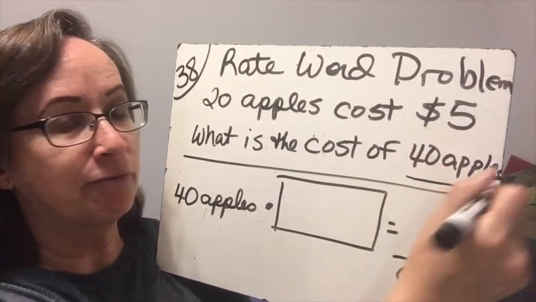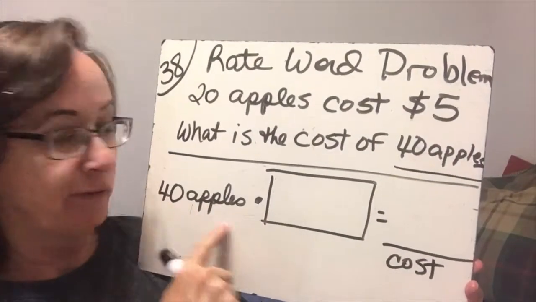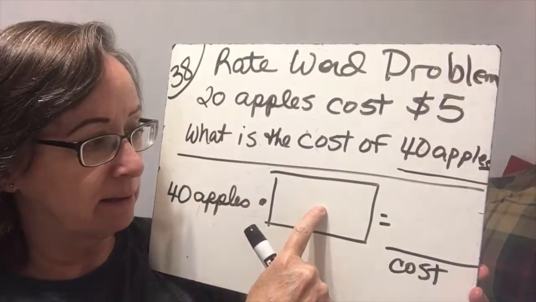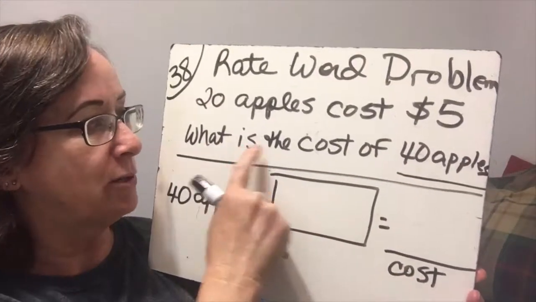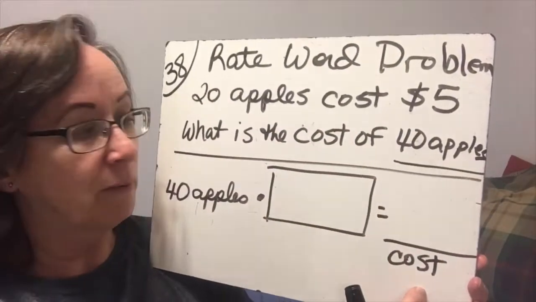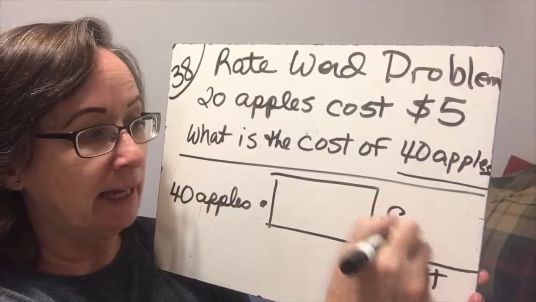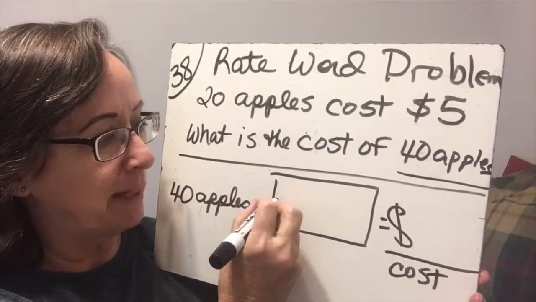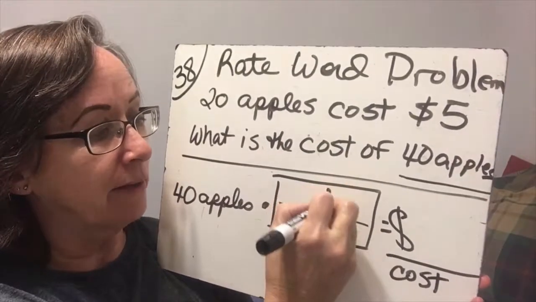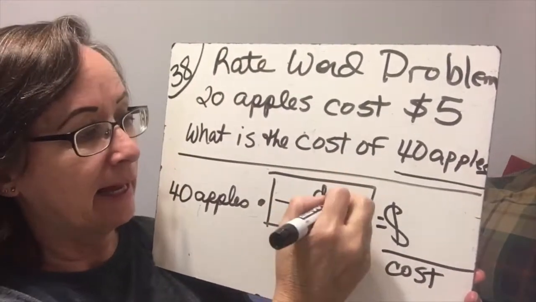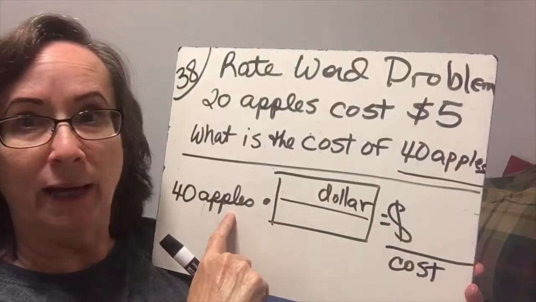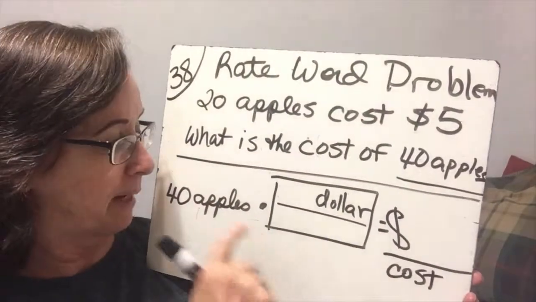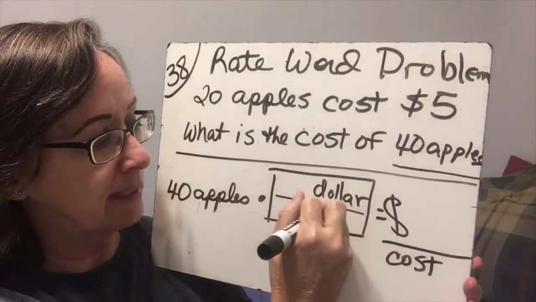So we're looking at 40 apples. Here's our 40 apples going into the problem. This is for our rate. And then we're supposed to get out the cost. Well, the cost should be in dollars, right? So we need dollars out. That means we need dollars on the top, and we're trying to get rid of apples. We don't want apples in our answer. We want dollars in our answer. So we want apples to cancel.